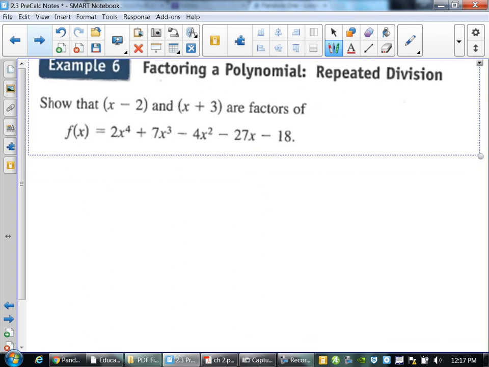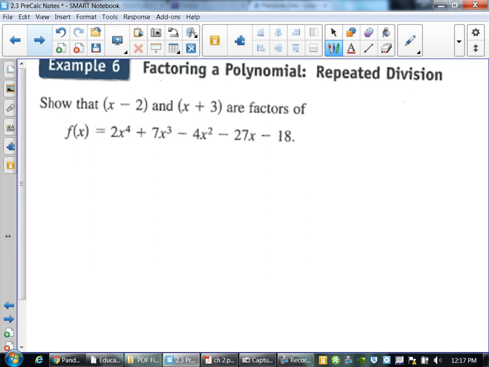Another thing we can do, like I said, is use it for factoring. So what this is asking us to do is to take the terms of x minus 2 and x plus 3 and show that they are factors of the function 2x to the fourth, 7x cubed, minus 4x squared, minus 27x minus 18. I know, it's painful. This is how we're going to show it.